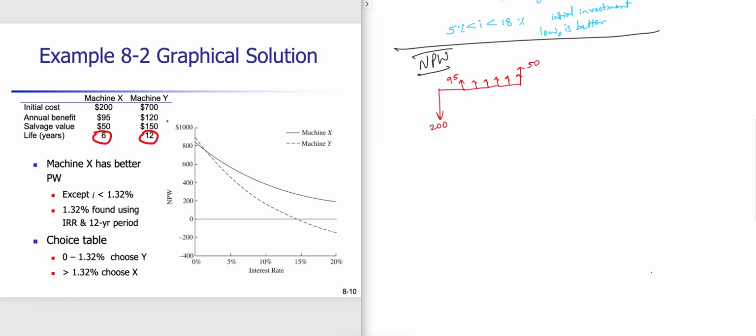But that's not it. We have to give this for 12 years. That means at the end of 6th year, after we sell this, we have to again purchase this for $200, assuming it's still $200. This is an assumption. 7, 8, 9, 10, 11, 12. This is $95, and the salvage value is $50, right? How do we get net present worth for this cash flow?